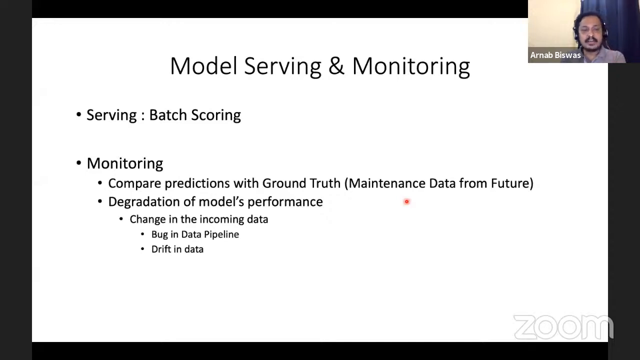Next comes the model serving. So here the question is, do I need to do real-time scoring?